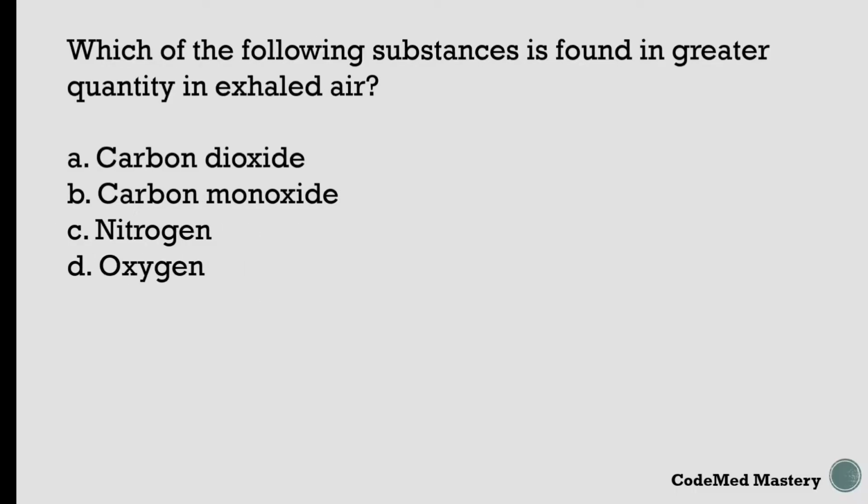Next question. Which of the following substances is found in greater quantity in exhaled air? Option A carbon dioxide, option B carbon monoxide, option C nitrogen, option D oxygen. The right answer is option C nitrogen.